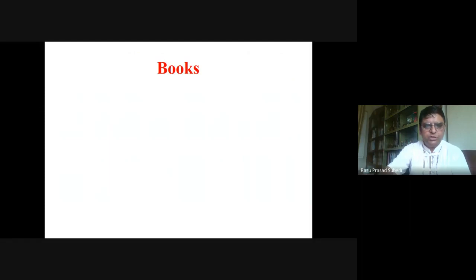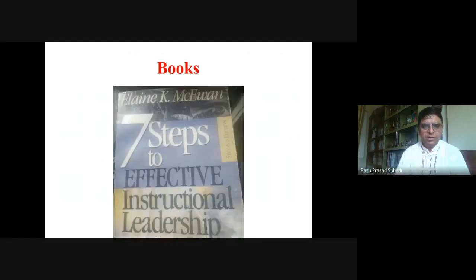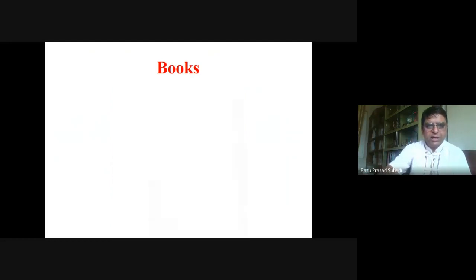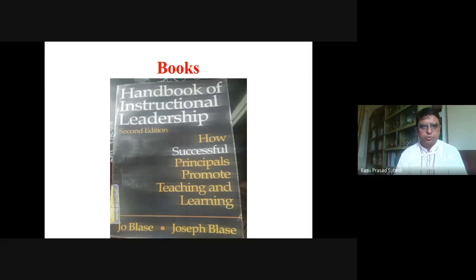And regarding the books which we use in this course, this one is a very crucial, important book: 7 Steps to Effective Instructional Leadership. This one is one important book for us. And there is another book, Handbook of Instructional Leadership: How Successful Principals Promote Teaching and Learning. This one is another book. And we have many other reading materials. We provide different reading materials during our teaching and learning process.